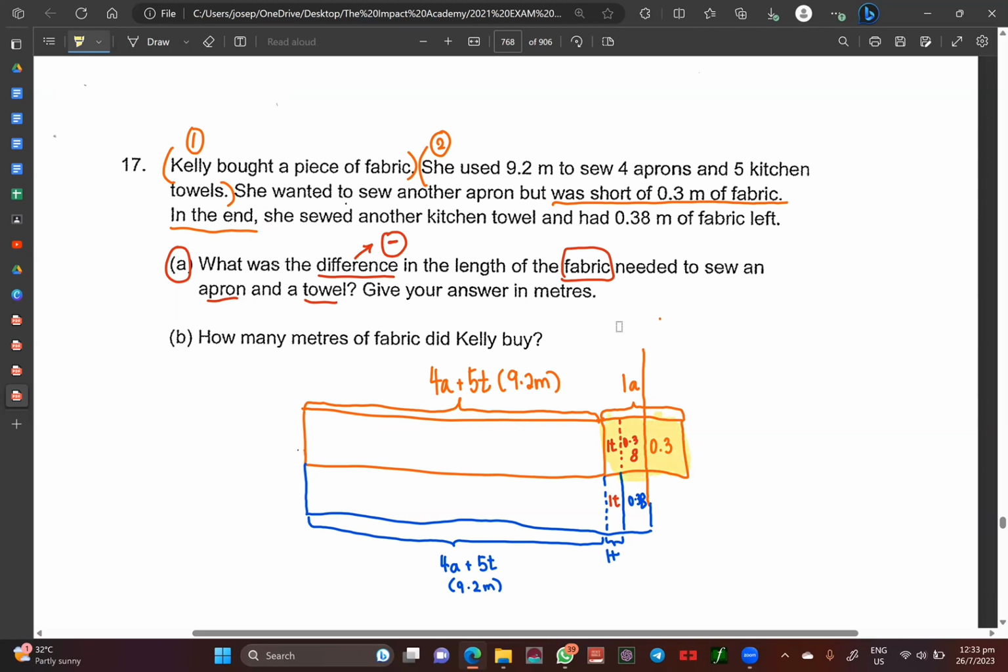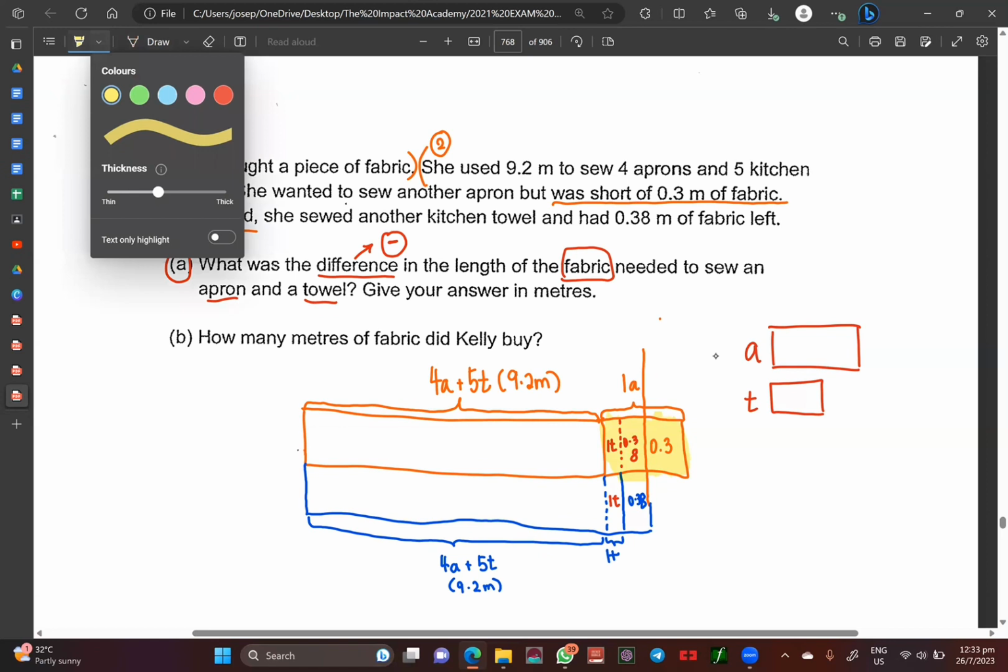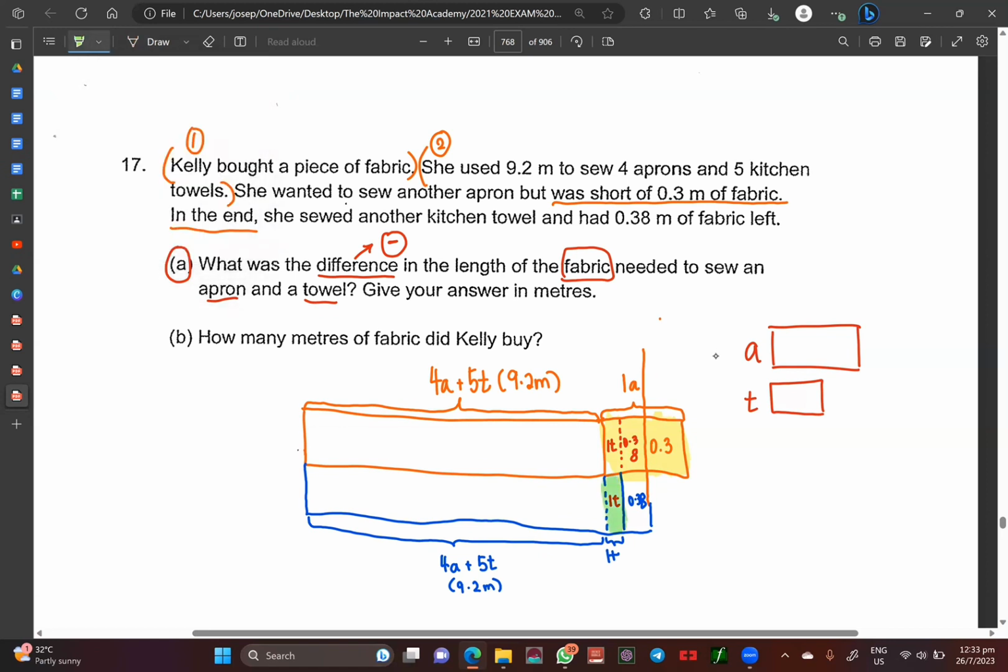You can see that this whole part that I've highlighted is actually for the apron. So we are going to show that an apron is definitely more than a towel. Because the towel is just this part that I'm going to highlight in green. This is just a towel. Can you see that? But for an apron, how much more do you need?